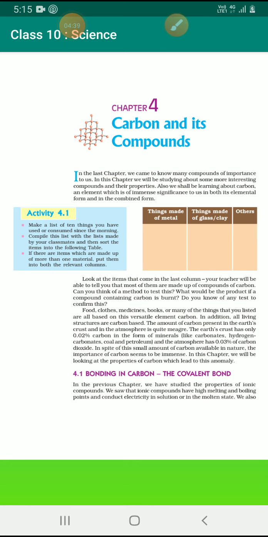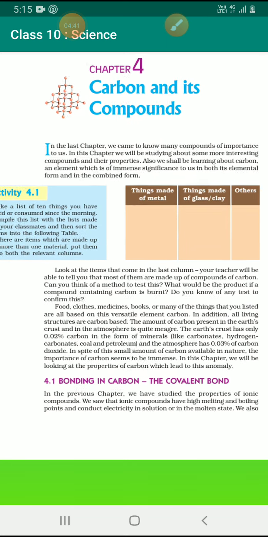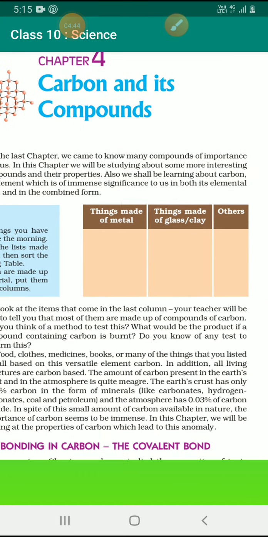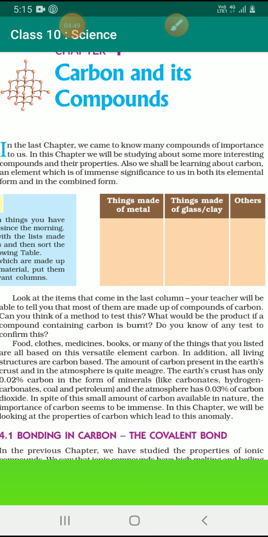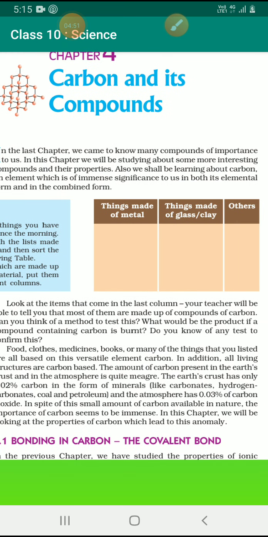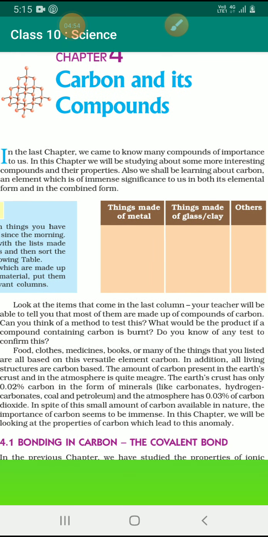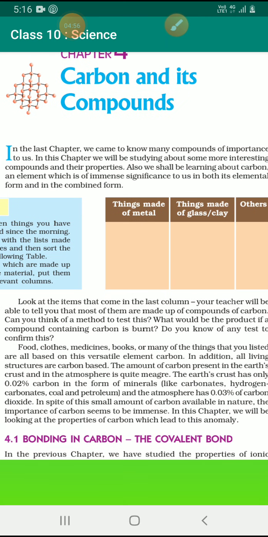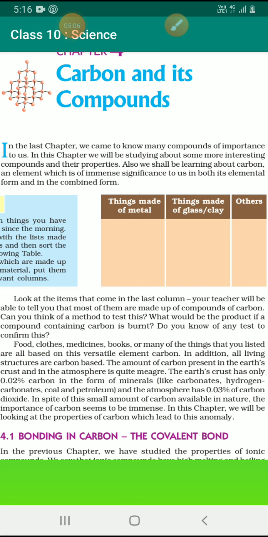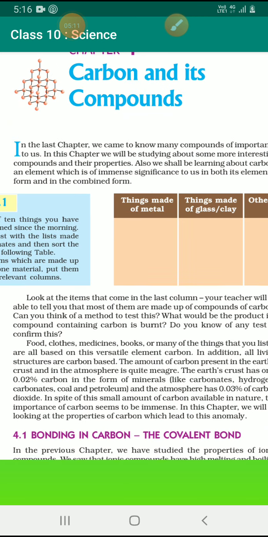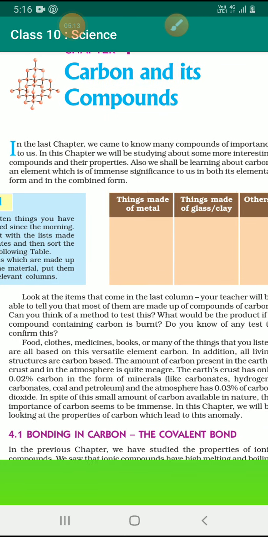Okay, let's try to understand this chapter. Let's see what is given in your textbook. Here you can see, in the last chapter, it is not related to you, just leave it off. We come to know many compounds are important to us, isn't it? There are many compounds which are important to us because we use these compounds in our day-to-day life. In this chapter, we will be studying some of the interesting compounds and their properties. Also, we shall be learning about carbon, an element which is of immense significance, meaning huge.